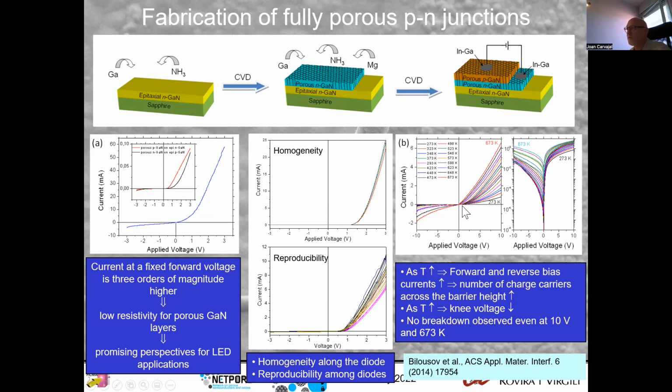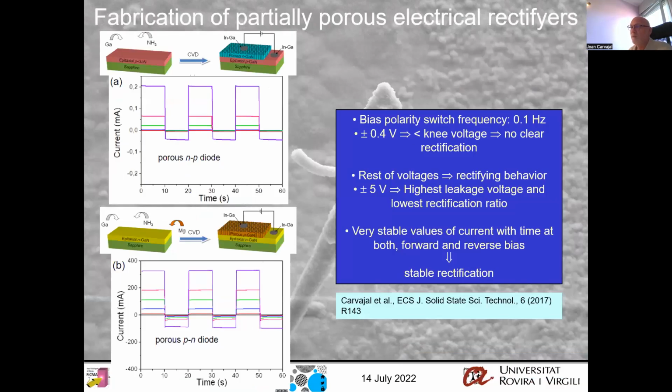We also characterized what is happening when we increase the temperature, and what we observe is that as the temperature increases, the turn-on voltage decreases, but there is no breakdown observed, even operating at 10 volts and a temperature of 673 Kelvin. We also characterized those PN junctions as electrical rectifiers.